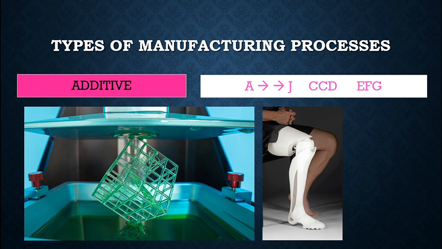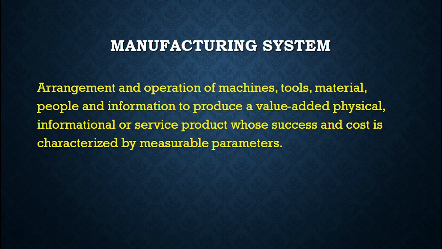Hope you got the manufacturing process well. Now let's start with the manufacturing system. A manufacturing system is an arrangement of machines, materials, men, information and other elements in a way to produce a value-added physical, informational or service product. The system also ensures that it remains measurable.